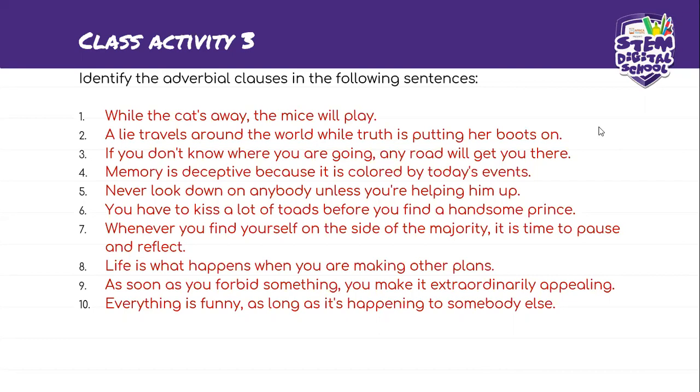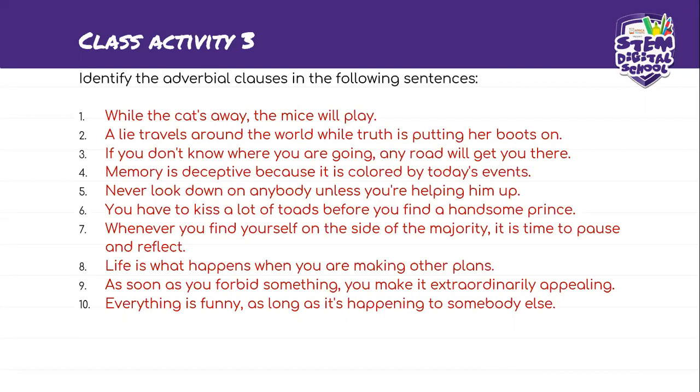Yes, Asanda. Do you want to also change, sir? Yes? Maybe it could also be any road will get you there. But remember here, there's only one answer. One of them has to be correct, while the other one is not the correct adverbial clause. So Asanda, you were right the first time.